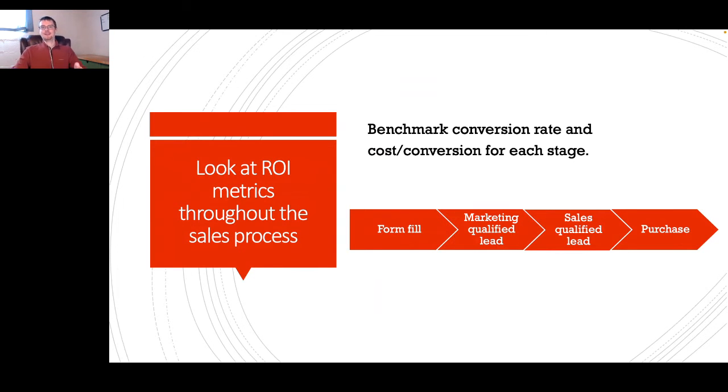And then the next stage, but again, these stages might even vary by business, but this is just what I see people use a lot, being a sales qualified lead, where they're actually interested enough that they're moving forward in those conversations with sales, and then all the way to purchase.